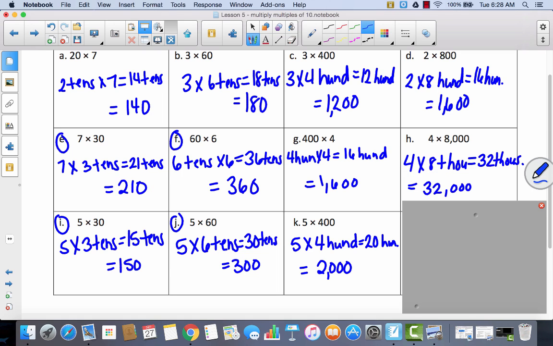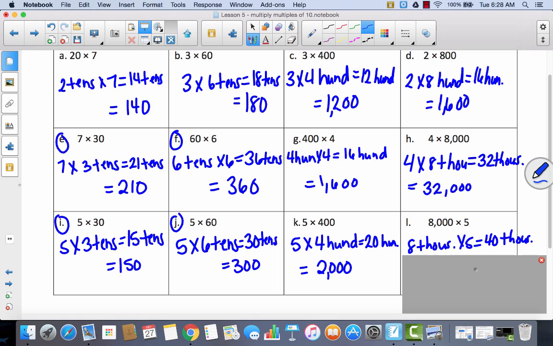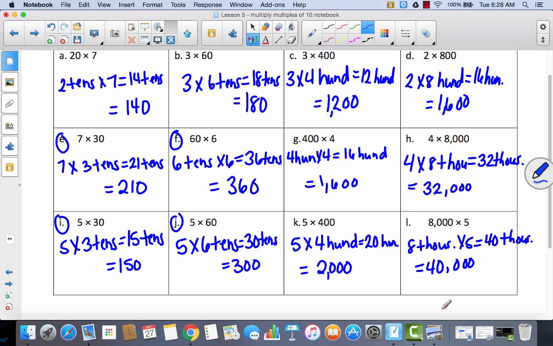All right, so now we have 4 times 8,000, which is equal to 32,000, which is equal to 32 thousands. And then 8,000 times 5, which is equal to 40,000. So hopefully you're starting to notice some patterns here. I'm not going to tell you what they are because I want you to get that feeling of what it feels like to figure it out all by yourself.